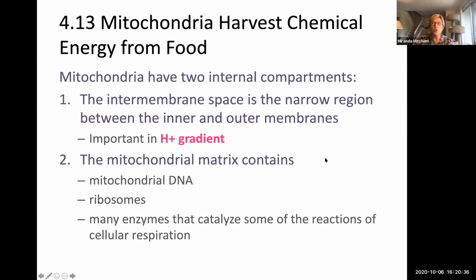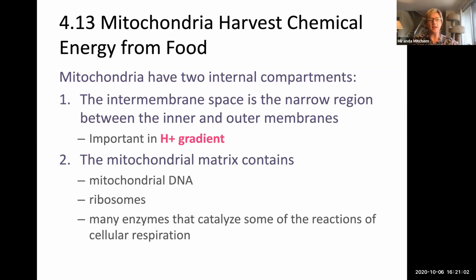So we've got our two membranes with the inner membrane space in it. And then within that inner membrane, we have the matrix. And there is actually DNA present. Mitochondria have their own DNA. They have their own ribosomes, and they have enzymes that are necessary for energy conversions, for cellular respiration.